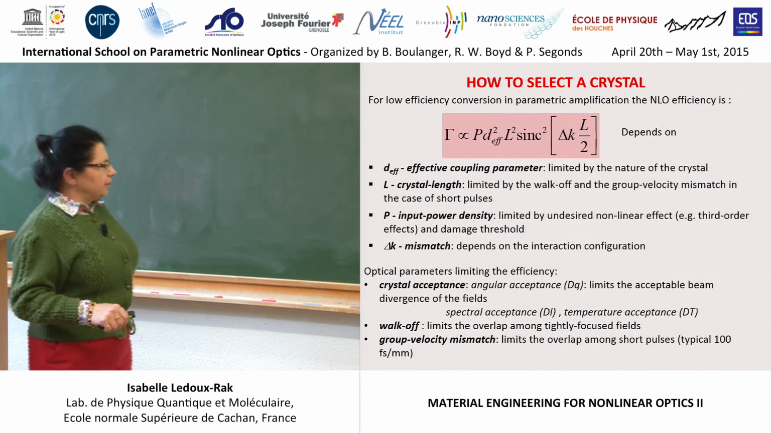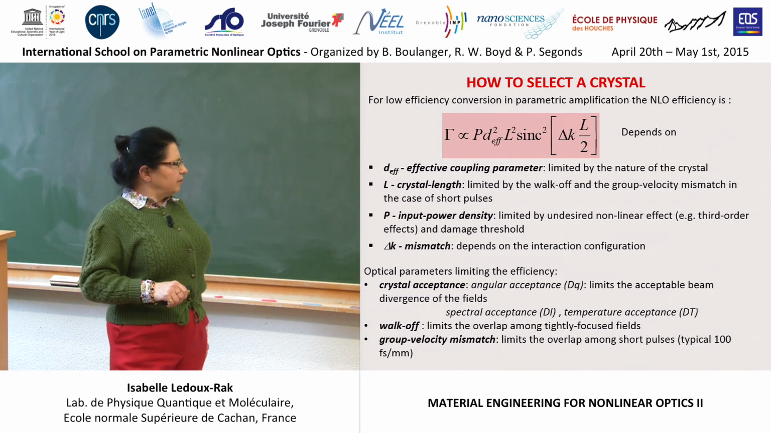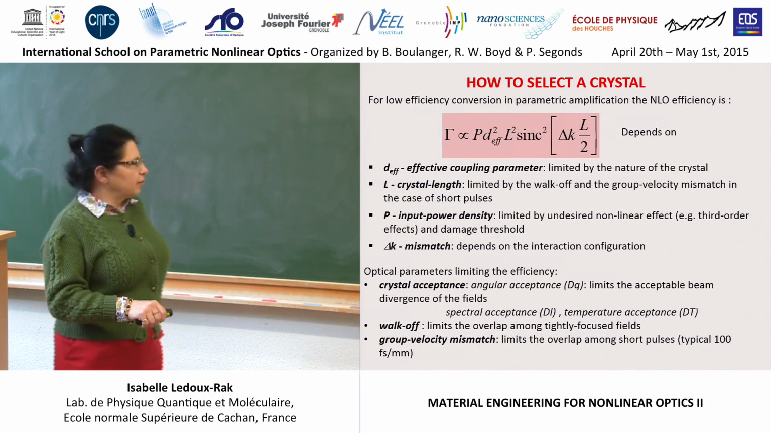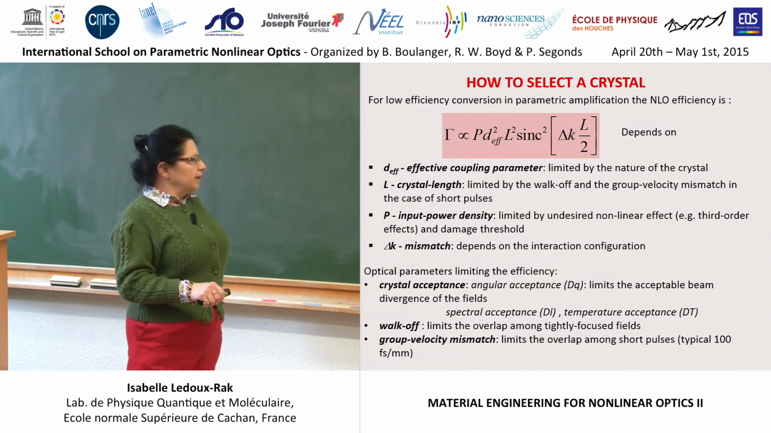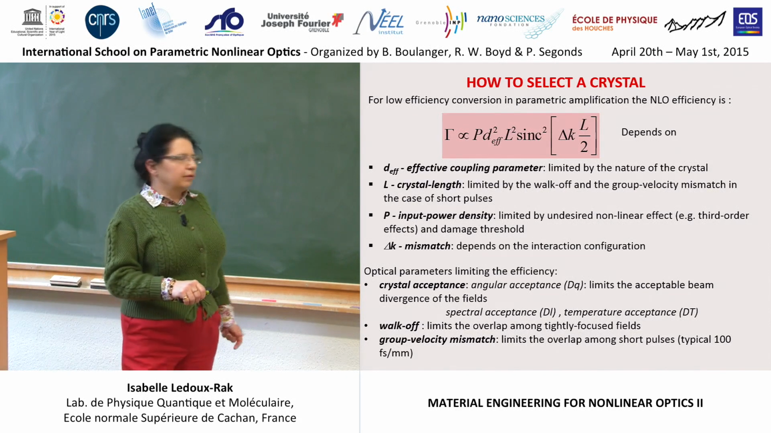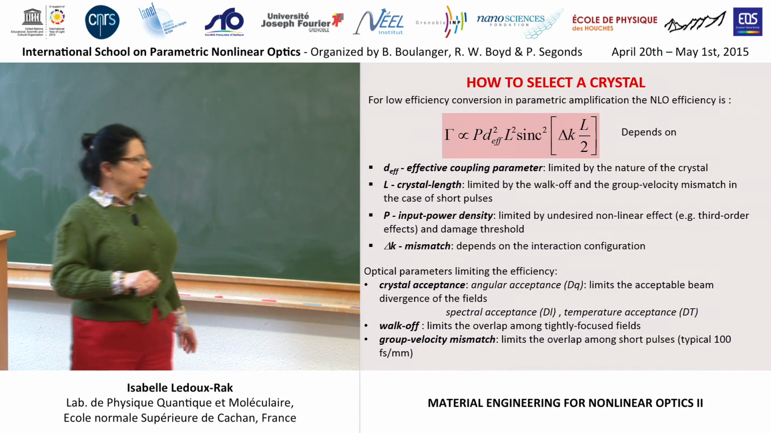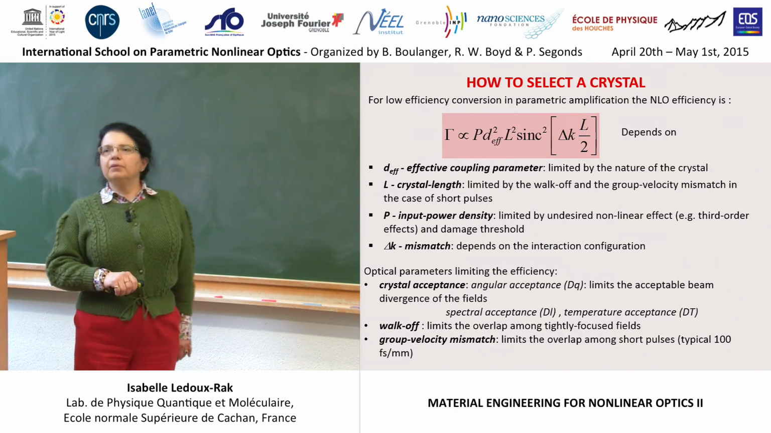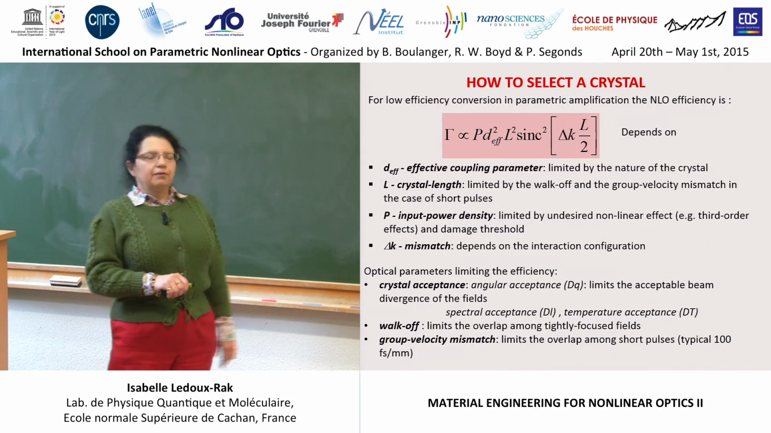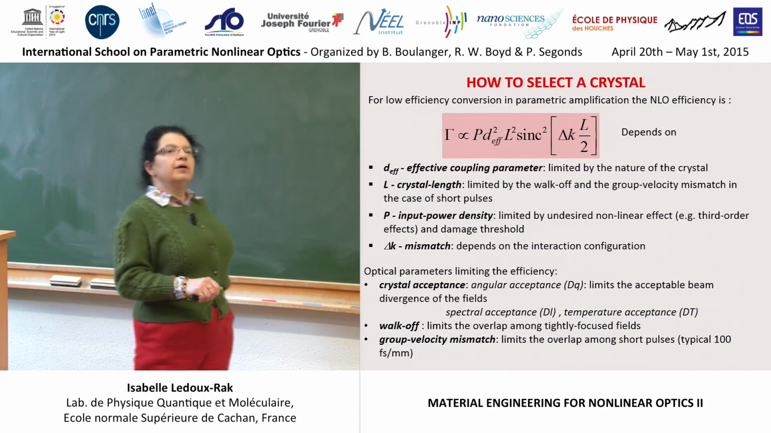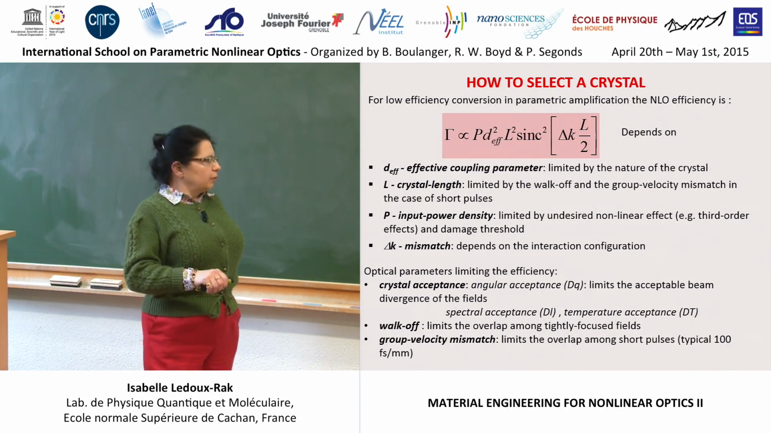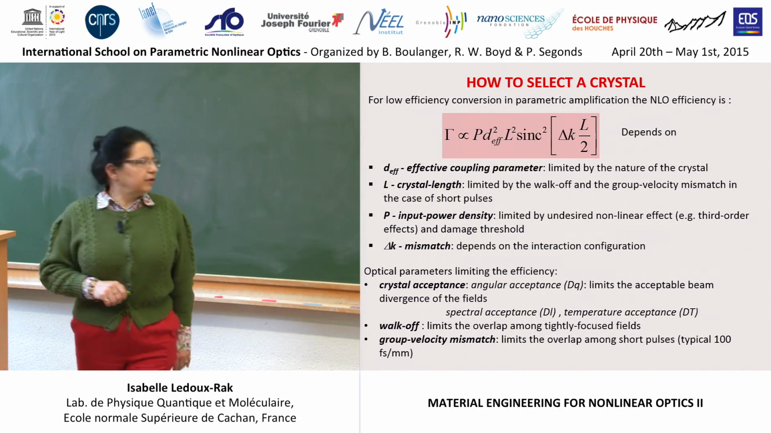Another parameter limiting the efficiency is acceptance. Depending on the duration of the pulse and the configuration, you may need angular acceptance, in order to accommodate frequency conversion of non-parallel beams, and having a wide angular acceptance allows for phase matching conditions for a converging beam. But we have also seen this morning the problem of spectral acceptance for ultra-short pulses.